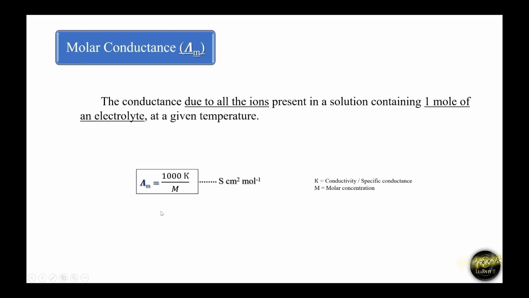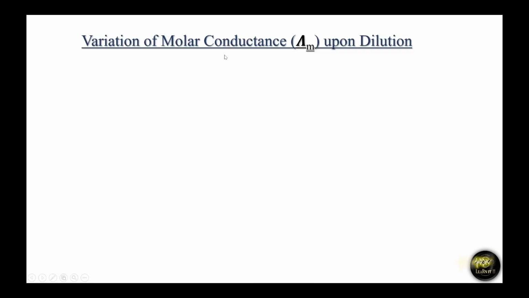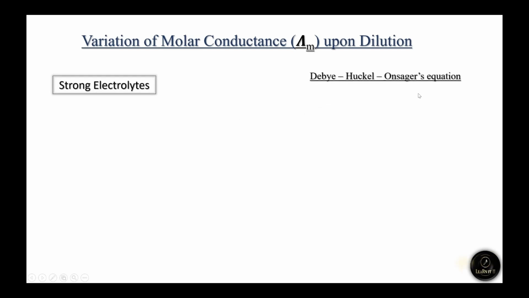So what will happen to the molar conductance if we keep on adding the water? So variation of molar conductance, that is lambda m, upon dilution. So let's look at strong electrolytes. Strong electrolytes obey Debye-Huckel-Onsager's equation, which is given as lambda m is equal to lambda naught m minus a into root c.